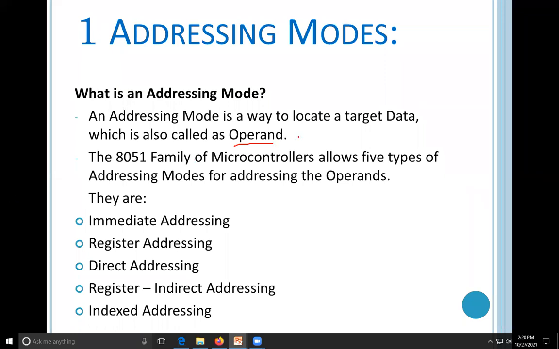So what is the addressing mode? Addressing mode means locating the target data, that is, where you have to place or move the data. This is given by the addressing modes.